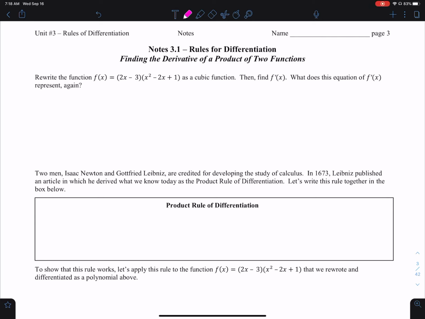This is AP Calculus Notes, Section 3.1. We are going to learn the product rule. This is the product rule for derivatives.